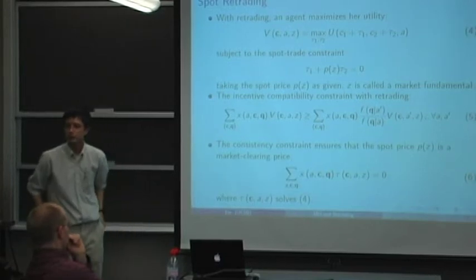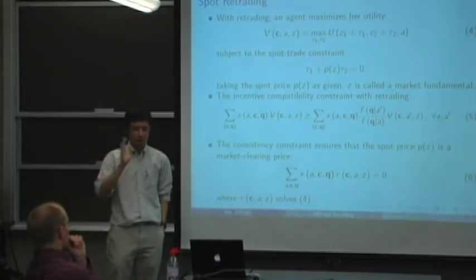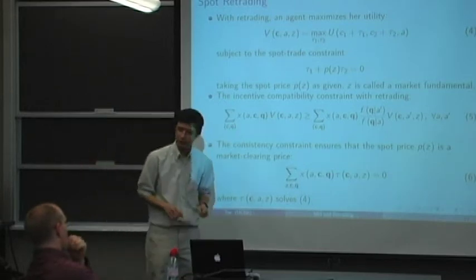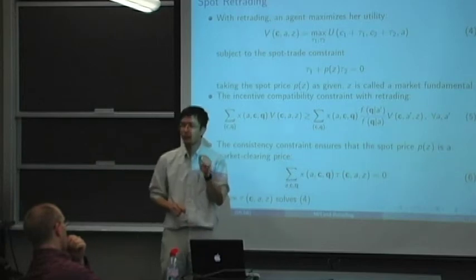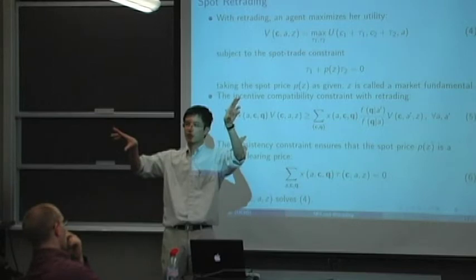Why do I want to go back to the spot market after? I'll show you an example later. Because in Prescott-Townsend, the optimal allocation that you're going to get, in some cases, the agents will have different marginal rates of substitution.